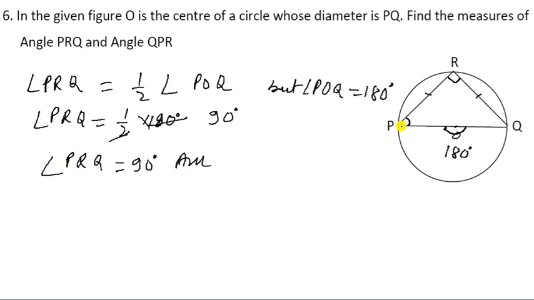Find the measures of the angles PRO. So you can see it is the PRO. PRQ. So this angle is here. And angle QPR. So that one is the QPR, this angle.